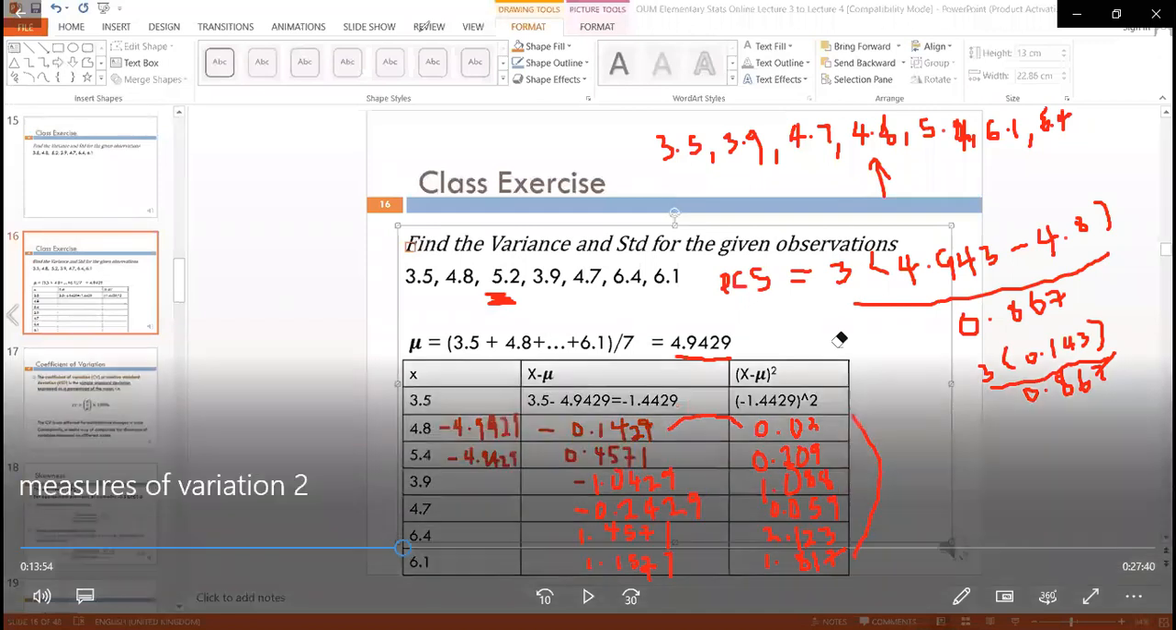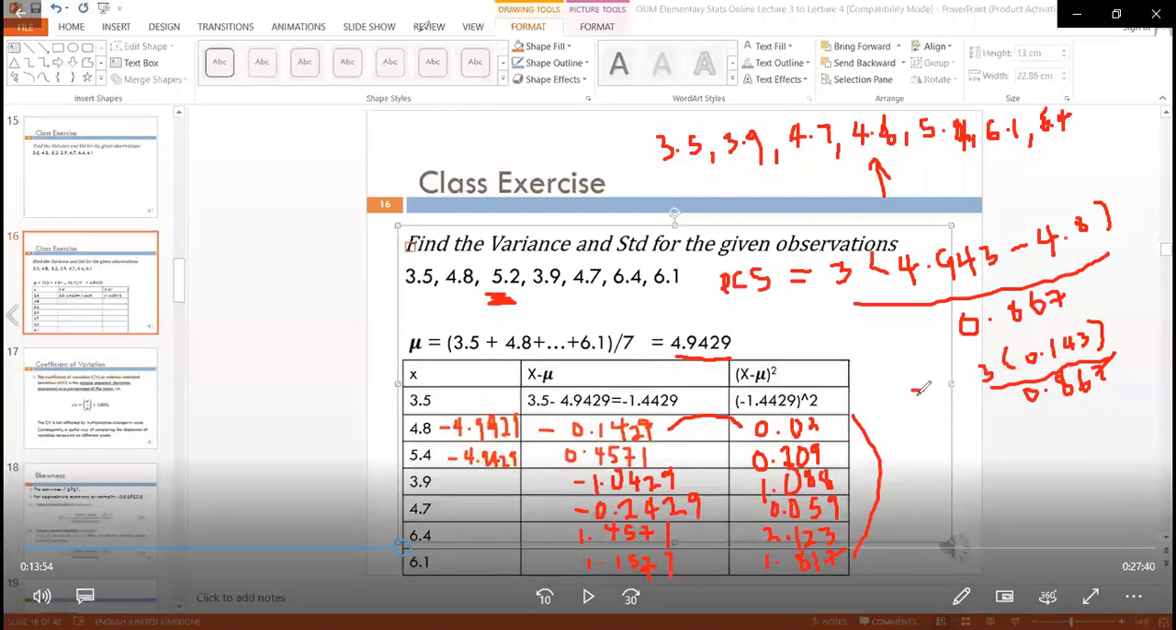What do you finally get? 0.495. Okay, very good. So this will give us a distribution skewed to the right.